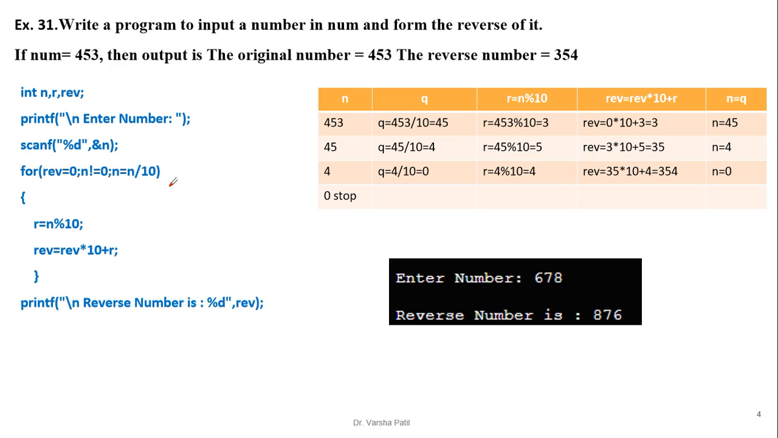Now the same program we can write in a for loop. The only change is that here we initialize the variable reverse equal to 0, the final condition is n is not equal to 0, and n equal to n by 10. So here only the remainder and reverse updation remain. So the program is the same.